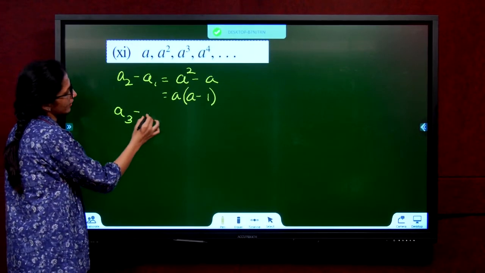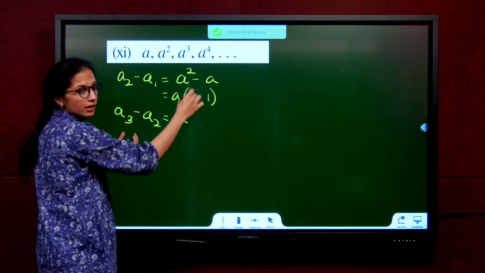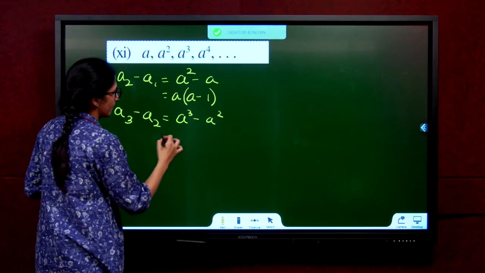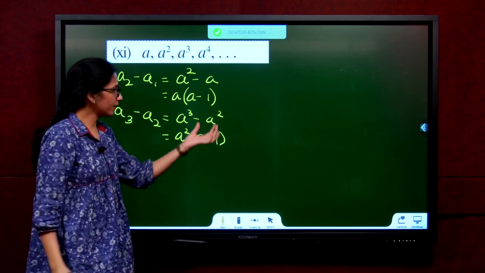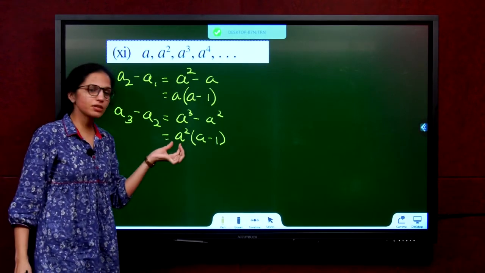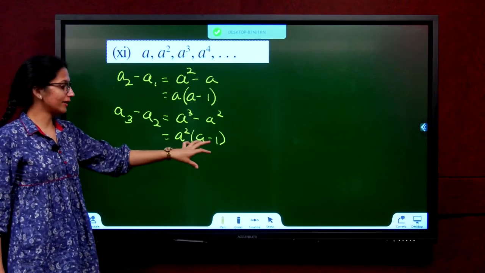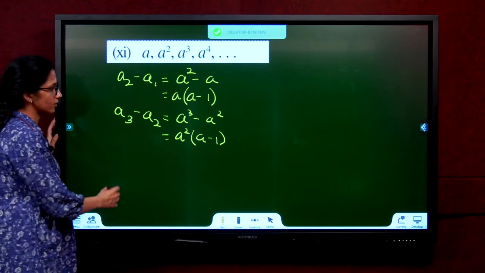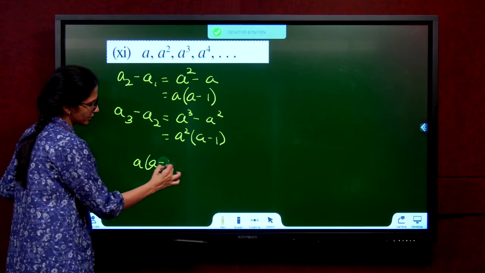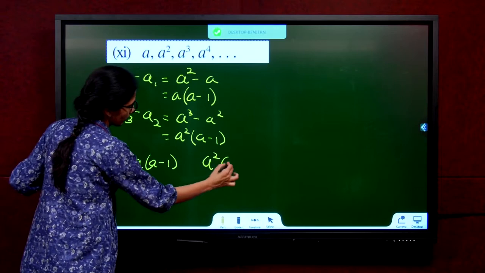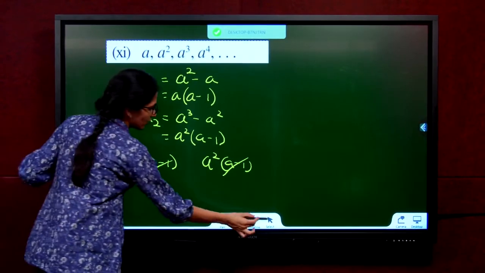Okay, A3 minus A2. A3 is a cube, A2 is a square. Take a square common, a minus 1. A minus 1 is there, but is a and a square same? No. So this is not equal. Therefore, it is not an AP. Is this equal? See, a into a minus 1, a square into a minus 1. A minus 1 same. Is a and a square same? No.